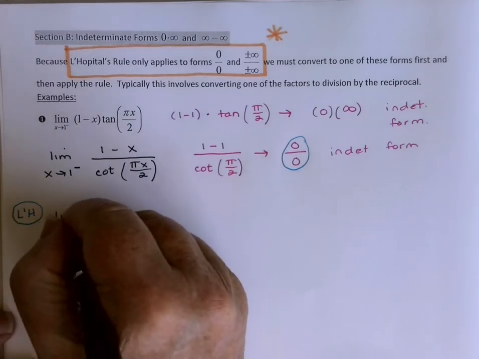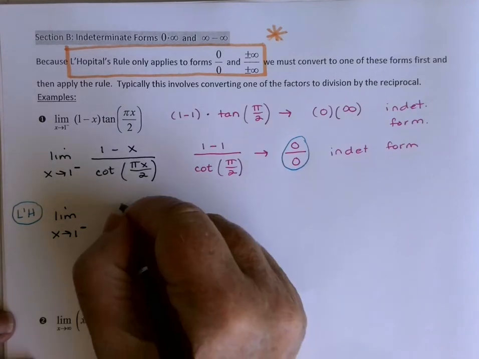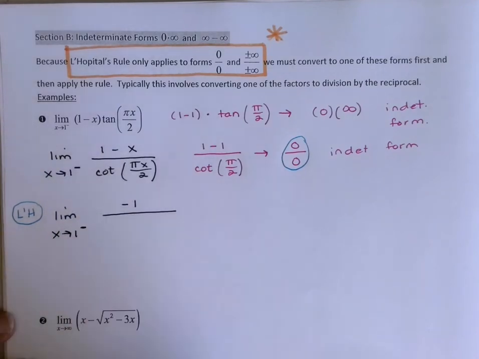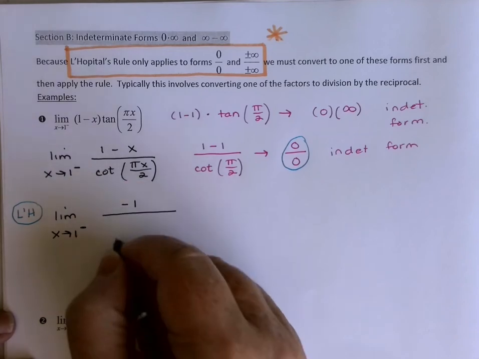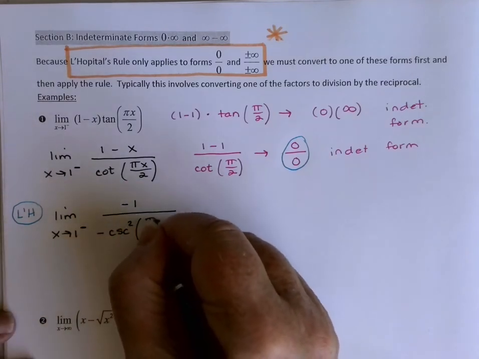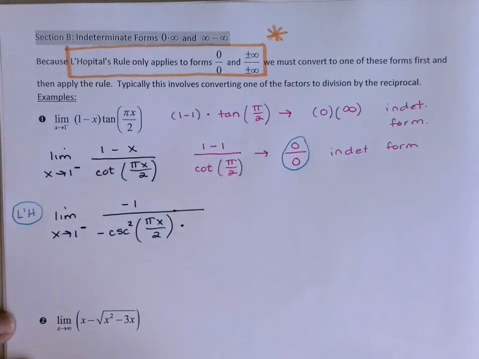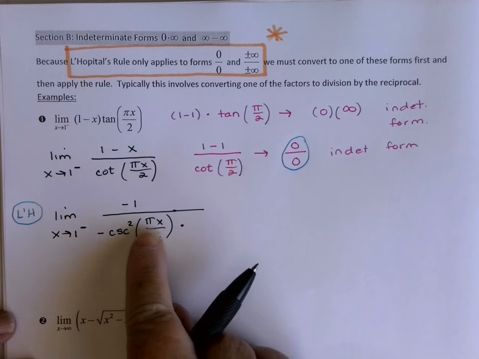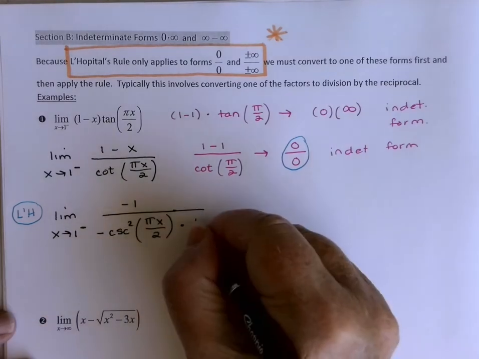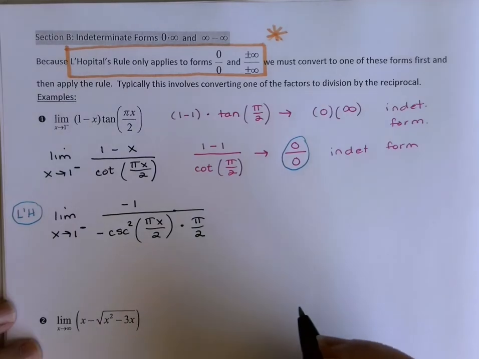So here we go. Limit as x approaches 1 from the left. The derivative on the top would be negative 1. And the derivative on the bottom would be negative cosecant squared of pi x over 2 times my chain rule, which would give me just a pi times 1 over 2, or pi halves. All right, let's work with this a little bit.